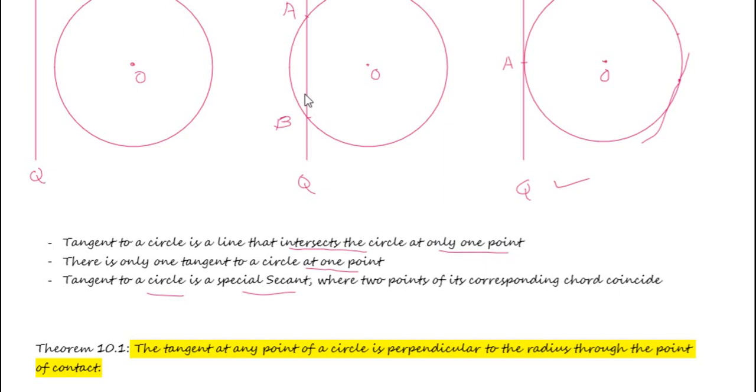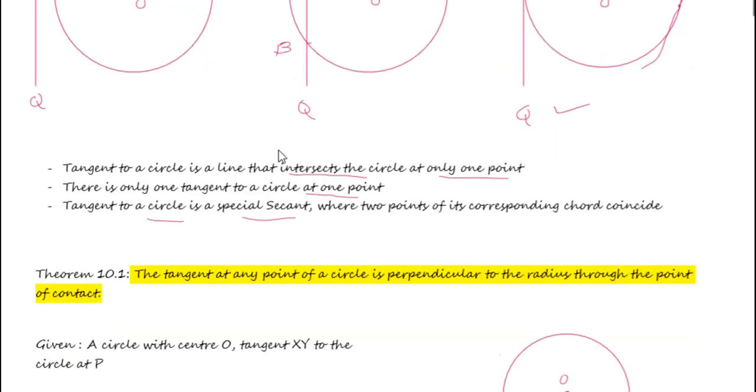Now take this secant PQ, keep moving to the left. At one point, the points A and B will coincide and line PQ will be touching the circle at only one point. Then it becomes a tangent.